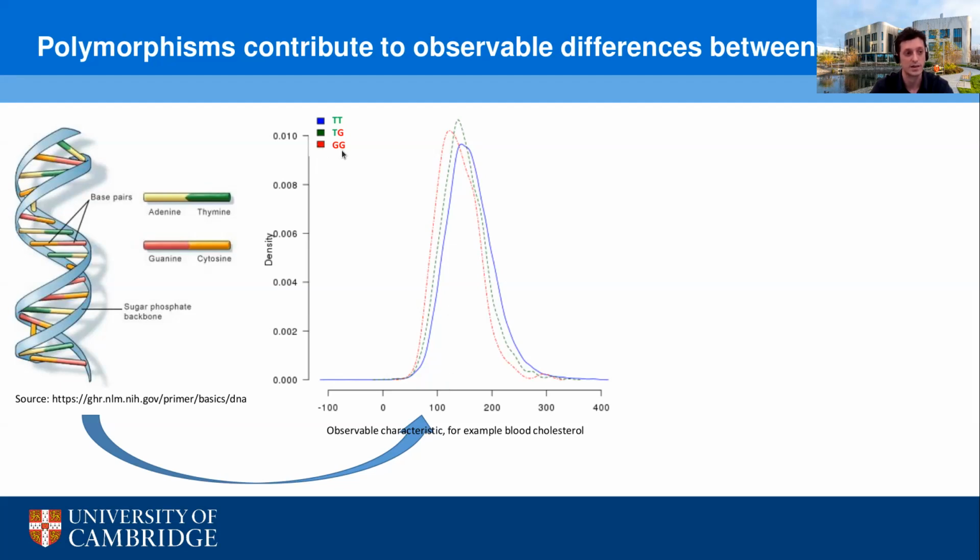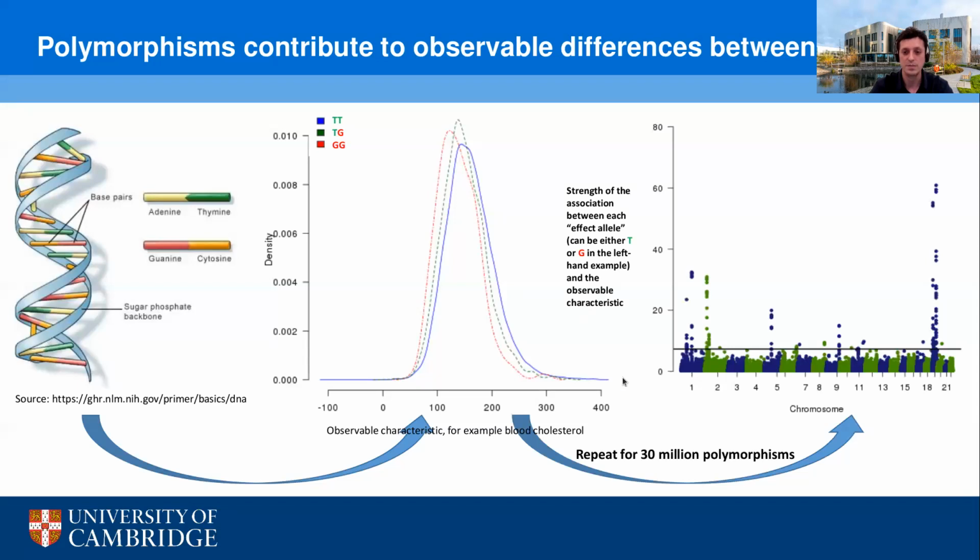who have guanine in both chromosomes, and the group of people that has thymine in one chromosome and guanine in the other chromosome would have a distribution with an average that falls more or less in the middle between the two. And if we repeat this process for all the polymorphisms that we have in our study, can be 30 million or even more, then we could plot a graph like this.